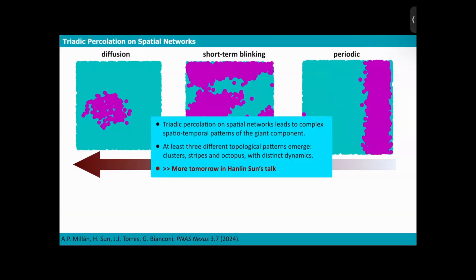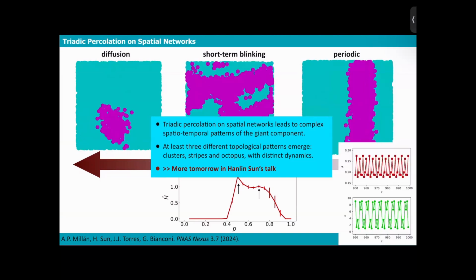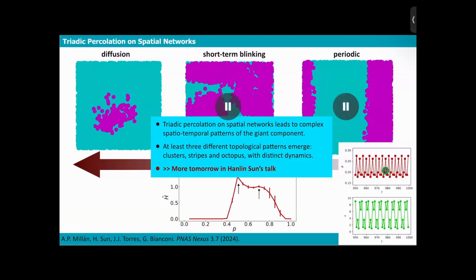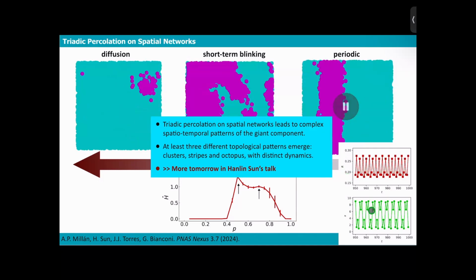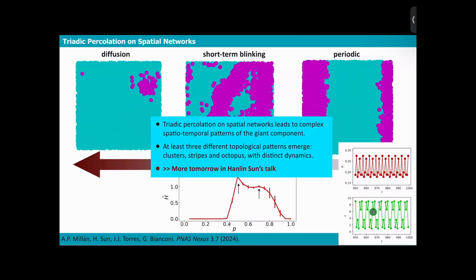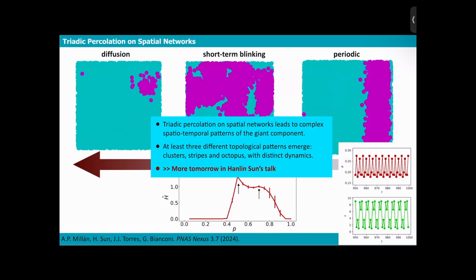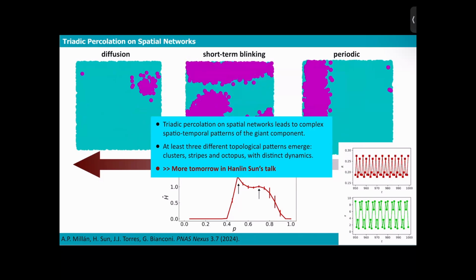But we do also find that there is a true periodic regime for some combinations of the patterns, where both the size of the giant component and the location of the pattern, in the case of stripes, follow a truly periodic dynamics. And this goes to show that this is a complex system model with a lot of different possibilities. So you should go to Hanlin's talk tomorrow to hear more details about it.